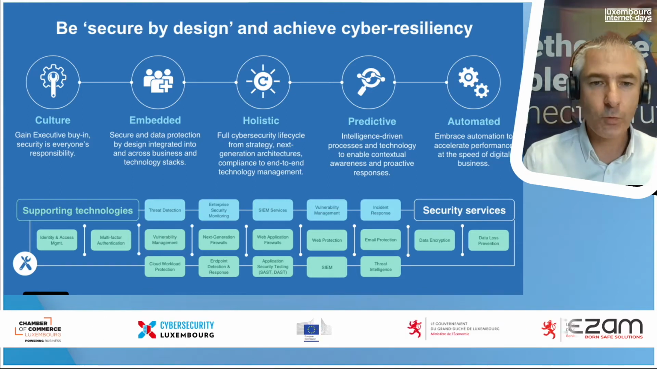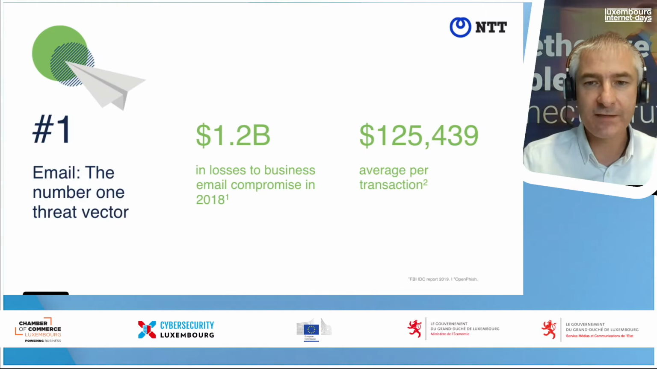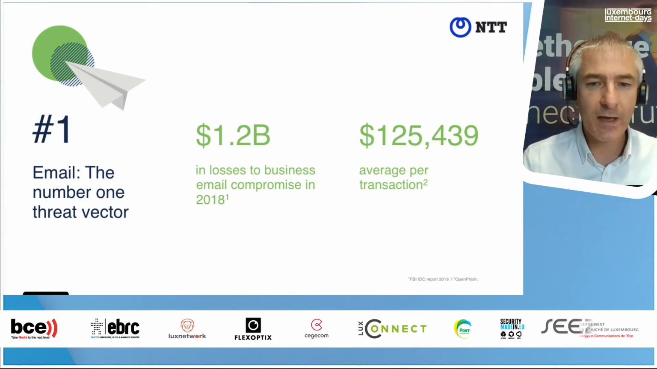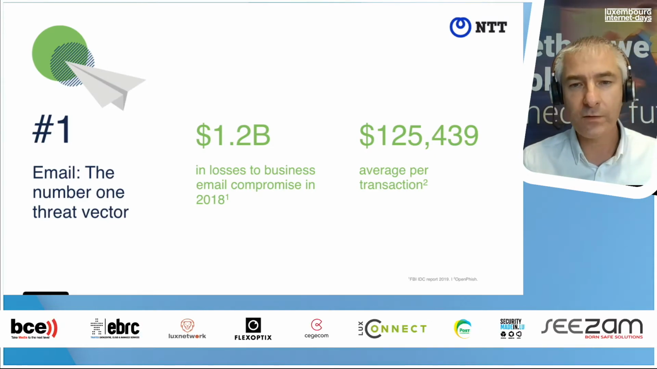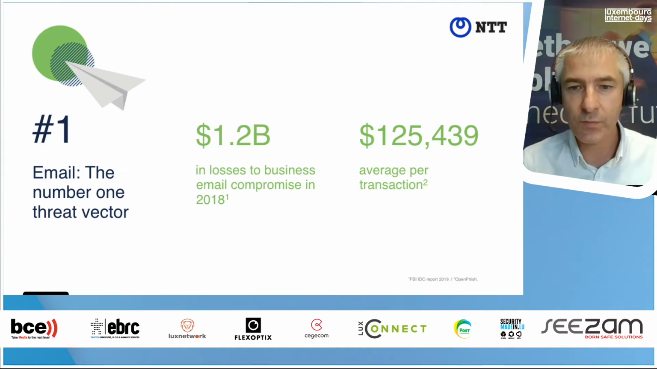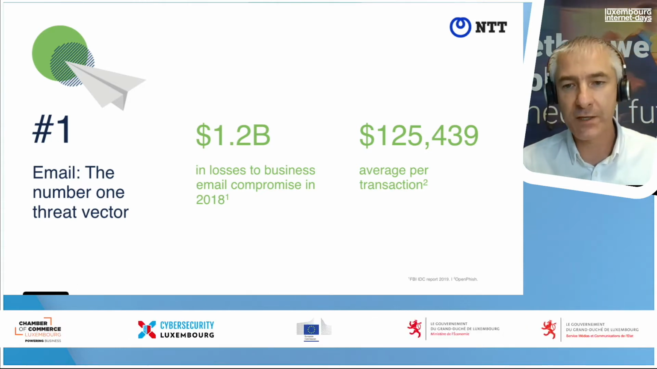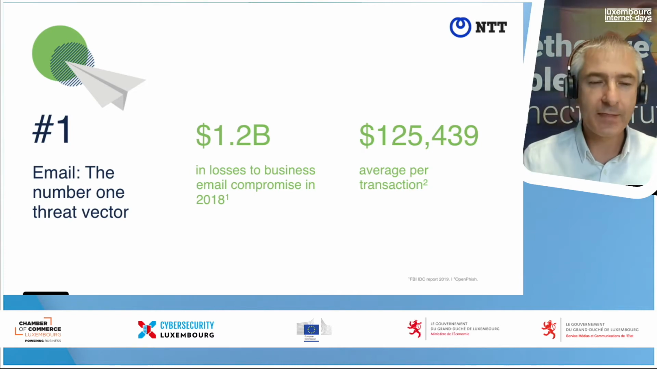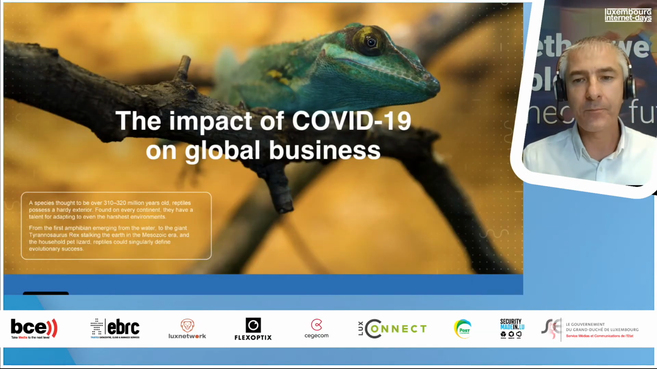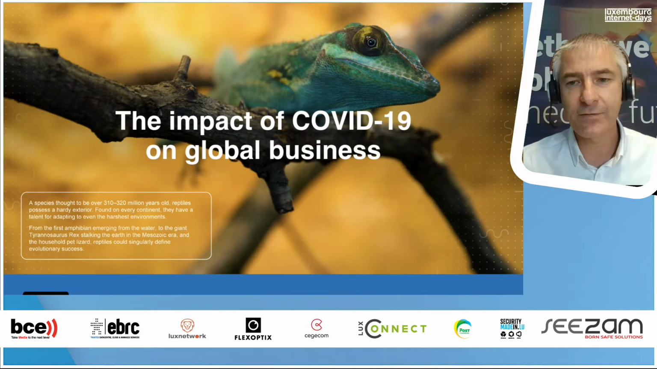So now the question is, why talk specifically in this session about email protection? And the answer is very simple: email is still today the number one threat vector. It represents a lot of loss in business. You have here the numbers that it was representing in 2018, $1.2 billion. It's a lot of money. And now, with the COVID-19 impact, we see that this is very important and accelerating.